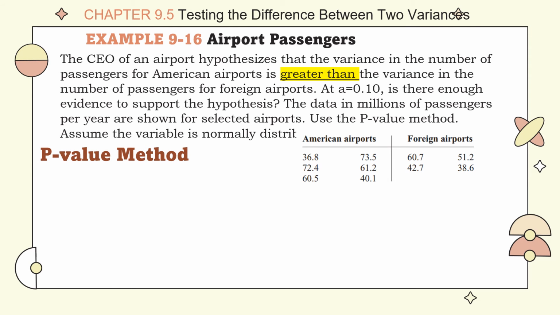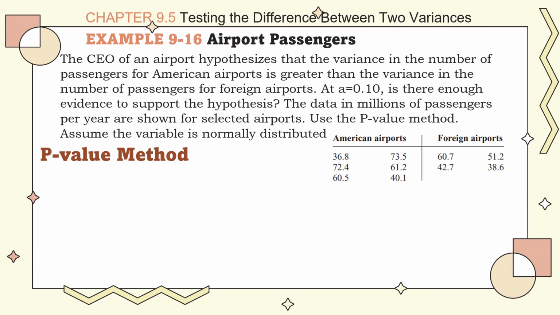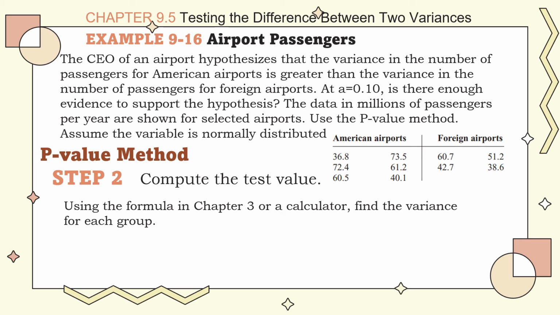Using the p-value method, we have step 1, state the hypothesis and identify the claim. For the null hypothesis, we have population variance sub 1 equals population variance sub 2. And for the alternative hypothesis, we have population variance sub 1 is greater than population variance sub 2, which is the claim in our problem. So step 2, compute the test value. Using the formula in Chapter 3 or using a calculator, find the variance for each group. So we find the variance for the American airports and for the foreign airports.